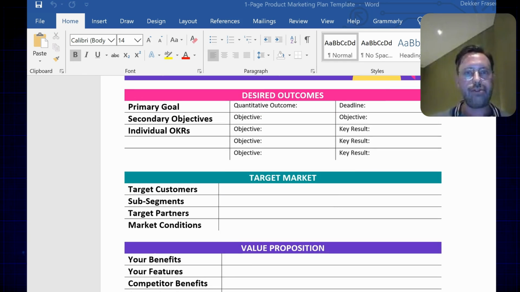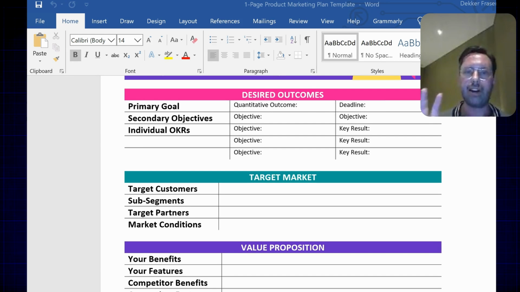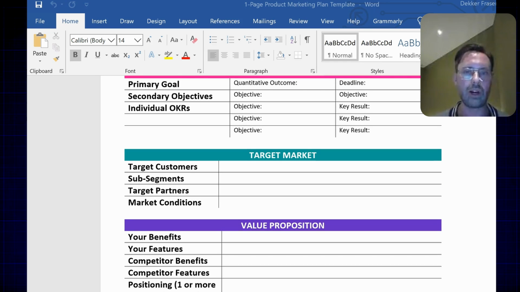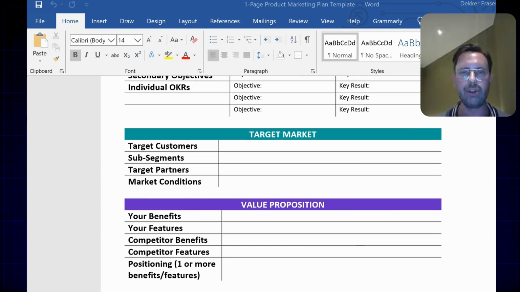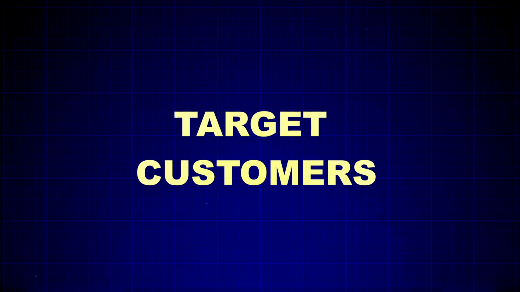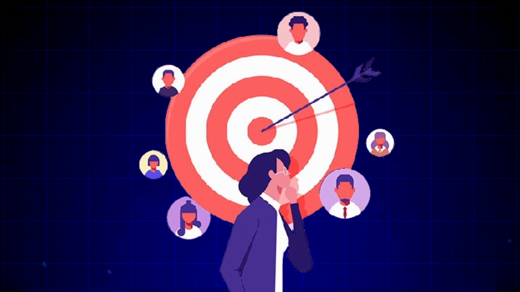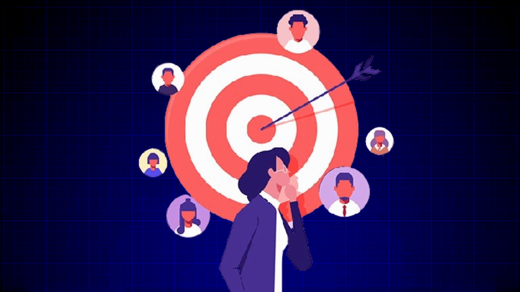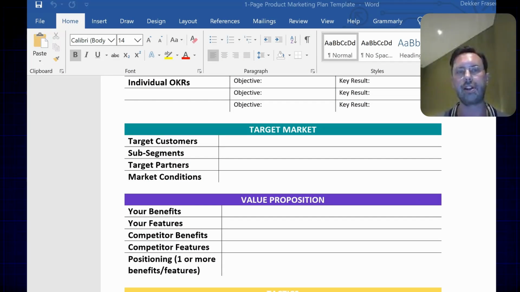Now, after you have a sense of what the desired outcomes are, either for the quarter or the half year or for the entire year, or perhaps you even have a longer term time frame that you're dealing with, you want to work out who your target market is and define that target market. And the most important consideration is the target customers. So most marketers, they recognize this. They realize that they need to understand who the target customers are.